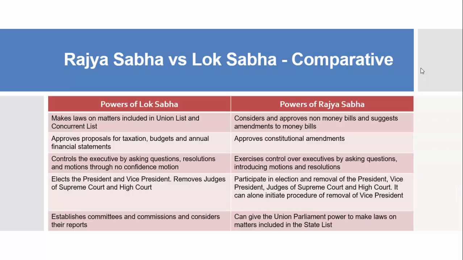Now, in this slide, we will compare the powers of the Rajya Sabha with the powers of the Lok Sabha. First, powers of Lok Sabha. Makes laws on matters included in union list and concurrent list. That means all the subjects which are included in union list and concurrent list, they are under the Lok Sabha.